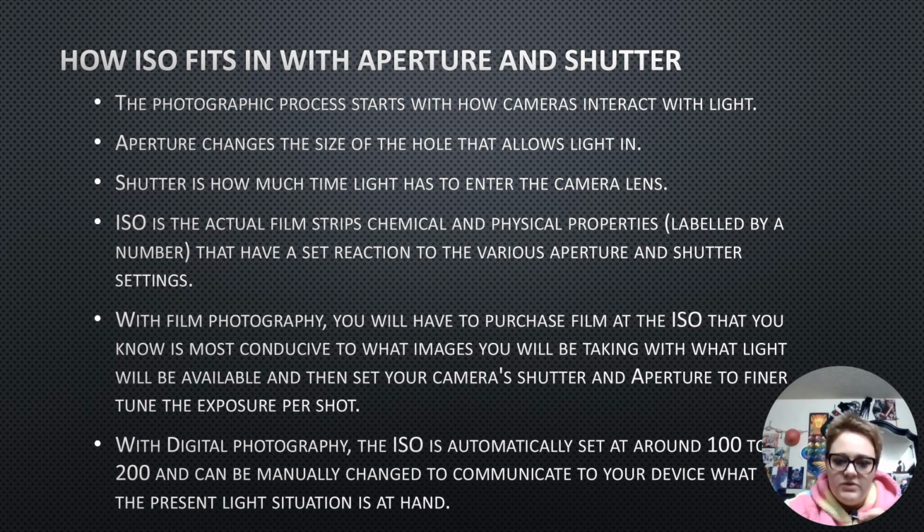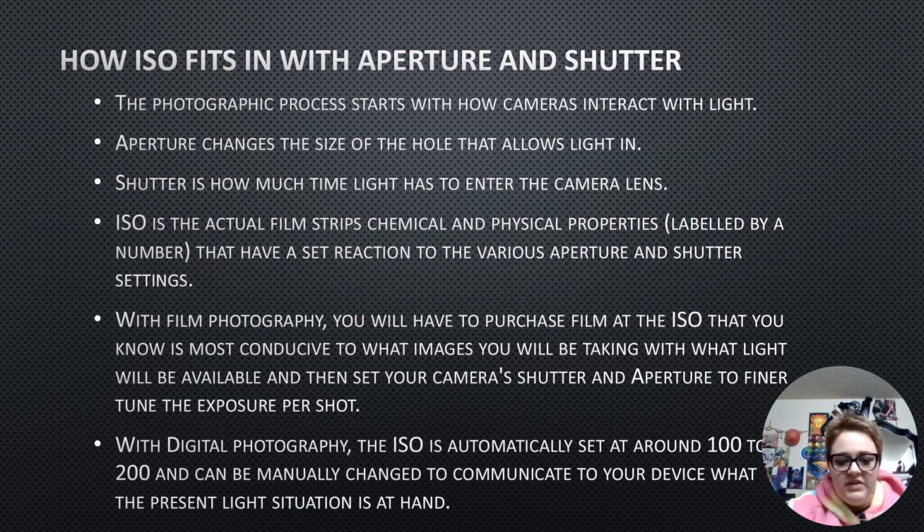So with film photography, you will have to purchase film with the ISO that you know is going to suit what you're going to be taking a photo of. If you know there's going to be a lot of light available, you're going to purchase a lower ISO, and if you know that where you're going to be photographing is going to have no light or very little light, you're going to have a higher ISO. With shutter and aperture, you can fine-tune exposure per shot, and those adjust the light that you have, but the ISO is just like the basic. You're telling the camera how much light is available.